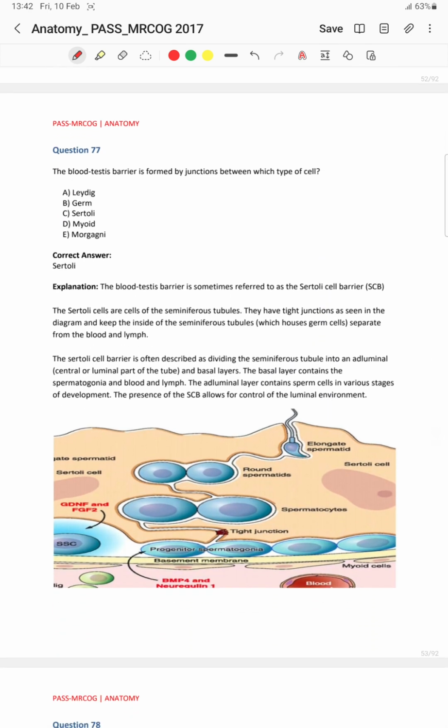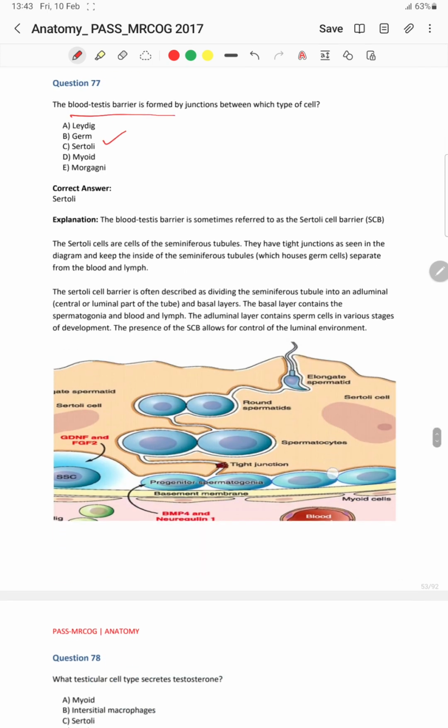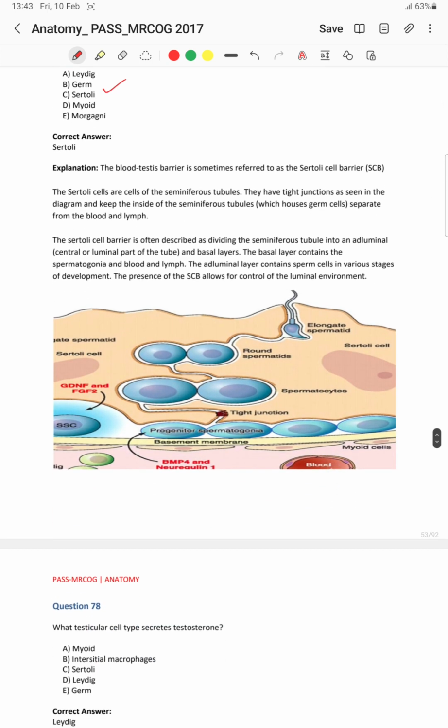Now, the next question: the blood-testis barrier is formed by the junction between which type of cells? The answer is the Sertoli cells. The blood-testis barrier is sometimes referred to as the Sertoli cell barrier, because the Sertoli cells are the cells of the seminiferous tubules, and they have tight junctions, as we can see in the diagram. They are present inside the seminiferous tubules, and they are separated from the blood and the lymph.